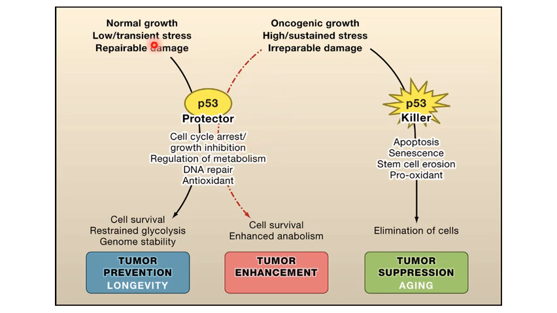So here we have normal growth for the cell. It will have p53 as a protector, so it will arrest the cell growth and send it for DNA repair, and then it will cause the cell survival. Once there is oncogene growth, p53 will have a loss of function and it will not eliminate the cell without any correction, and then it will be a tumor, for example.